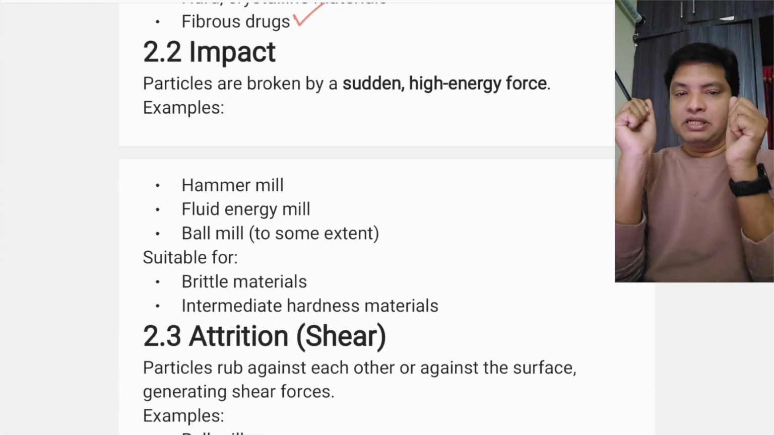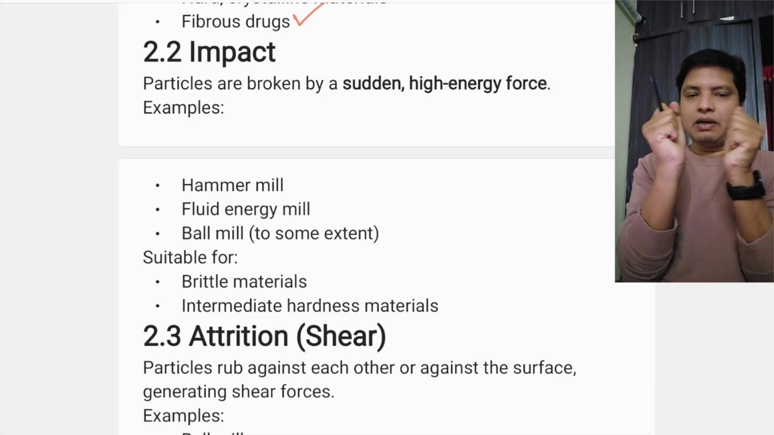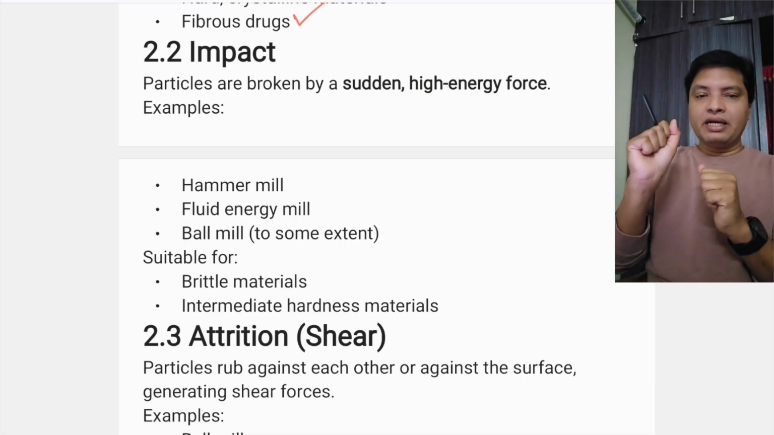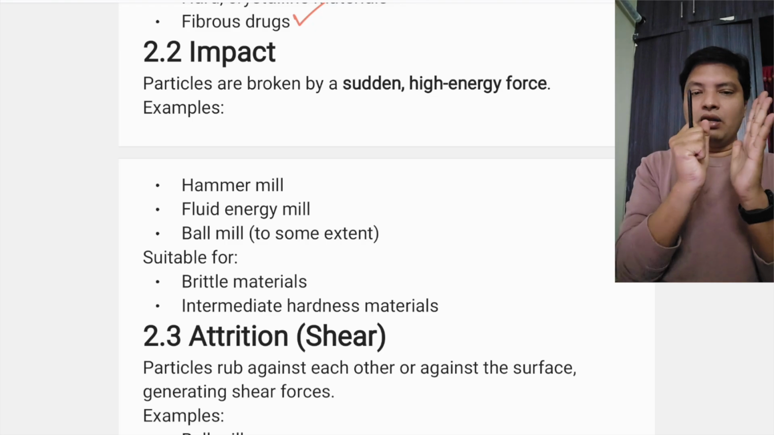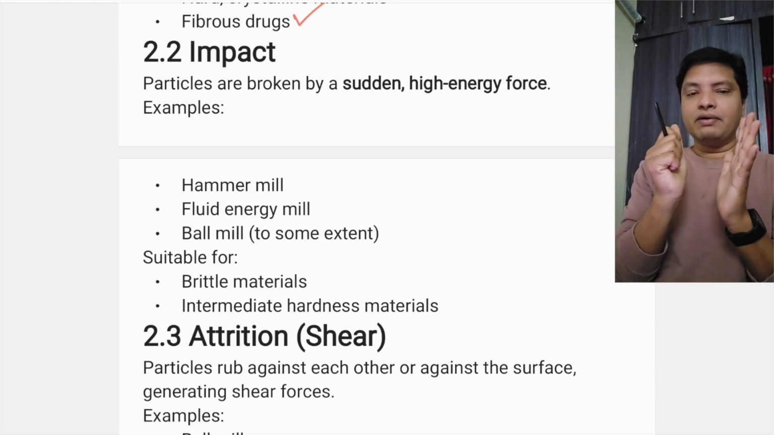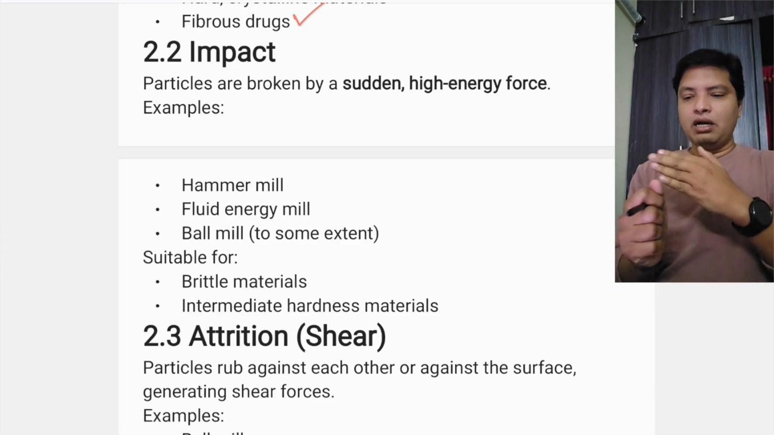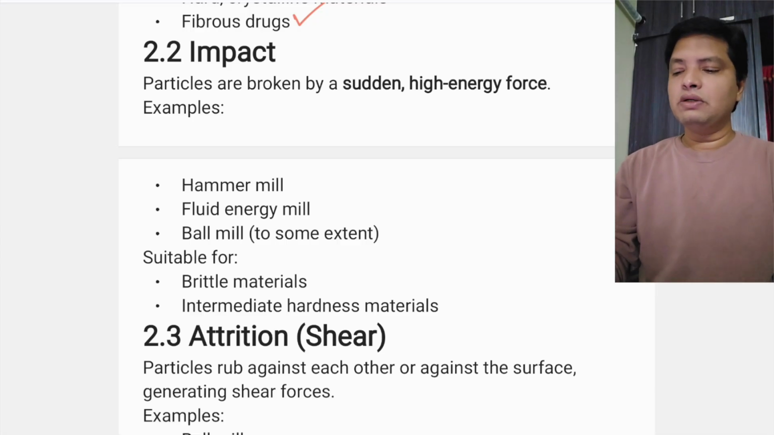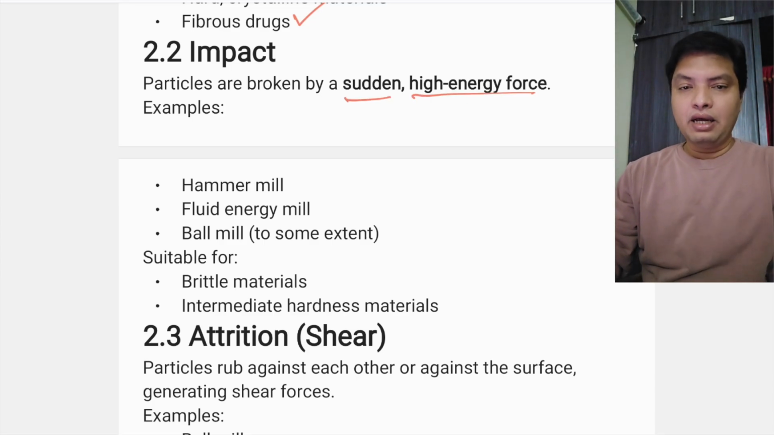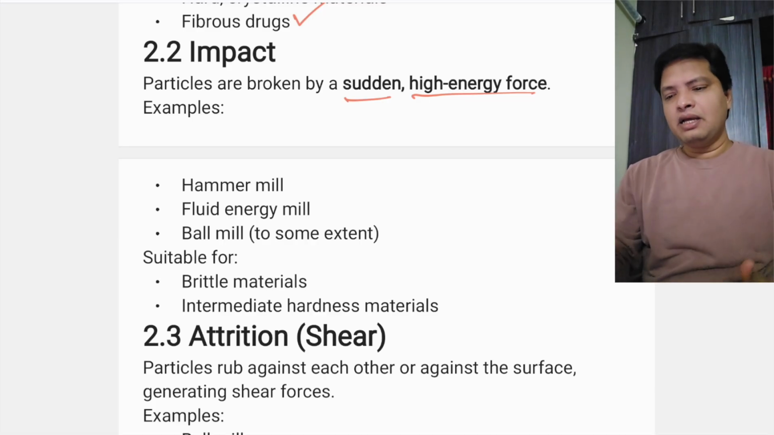Next, impact means, see, this is impact. One particle is impacting another particle, or a particle is going and impacting the wall like this, or a particle is impacting the hammer like this. This is the hammer impacting the particle. This is called impact. So sudden and high energy force is applied in the impaction.